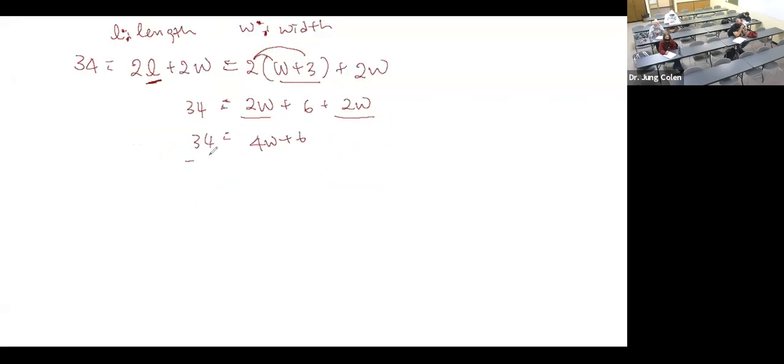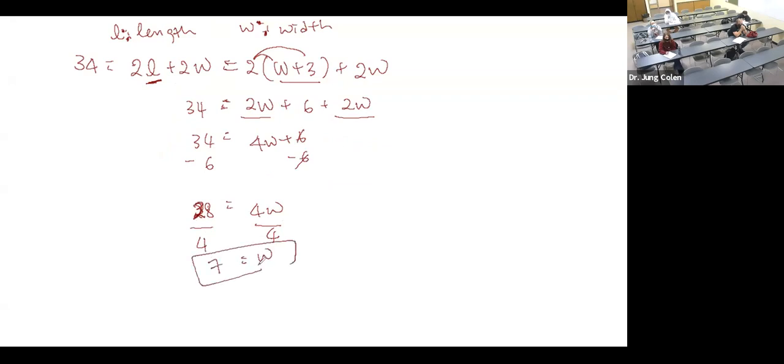You're going to get rid of the 6 on both sides, so you subtract 6. Okay, and you get 28. Thank you. And then you take 28 divided by 4 to get your answer. Awesome. So width is given, right?